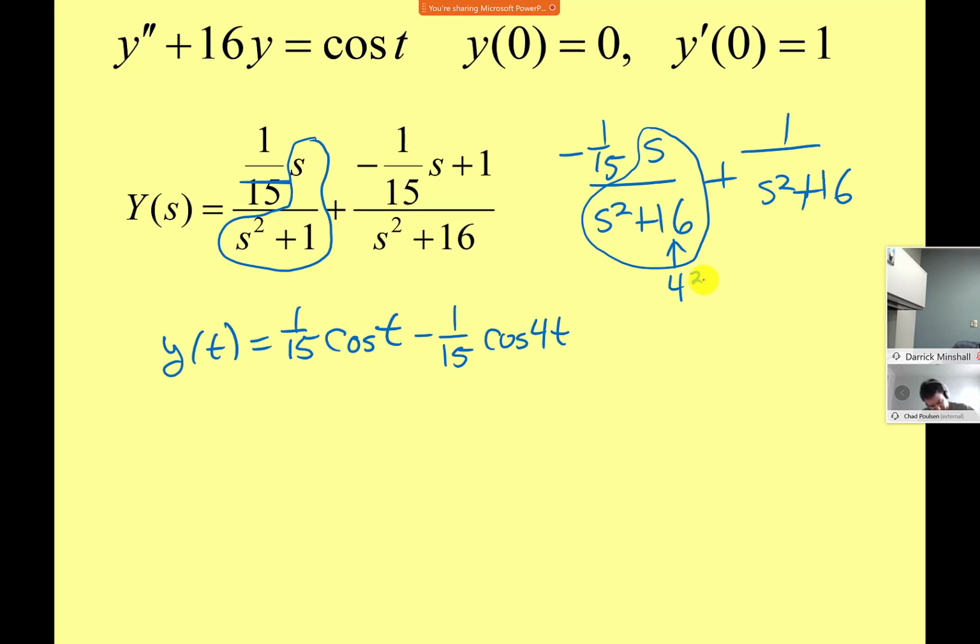Okay, looking at the last one, to bring it back, it doesn't have an s on top, so it needs a b on top, and it doesn't have it. B needs to be 4 because this is 4 squared. And so then I need to compensate for the fact that I stuck a 4 on. Now this part will come back as a sine, and it's going to have a 1/4 in front of it.